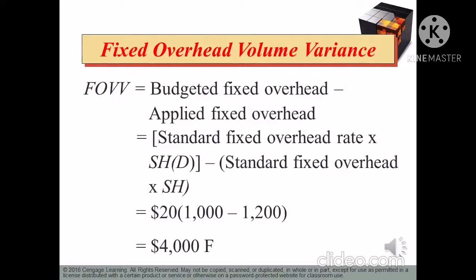The last one is fixed overhead volume variance, which is budgeted fixed overhead minus applied fixed overhead. You take the information from the previous slide and plug it into the formula, and you will get the final answer of $4,000.